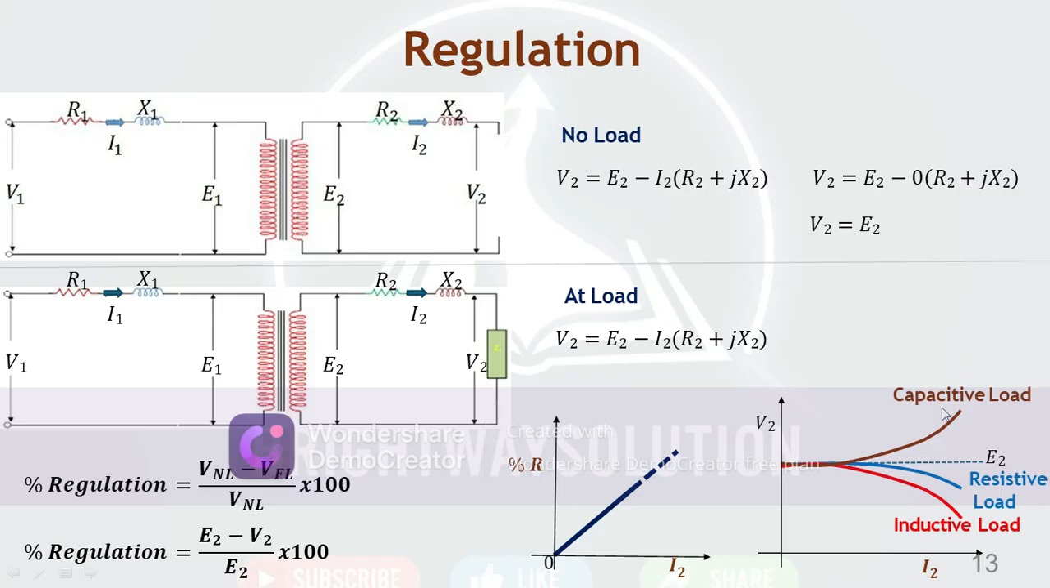Then if you consider the secondary side voltage for a resistive load, there is also a slight drop here. If you connect an inductive load like a motor, then a very high drop will take place here. If you connect a capacitive load, then an excessive voltage will take place. Excessive terminal voltage is considered as a capacitive load. So this is the term for regulation.